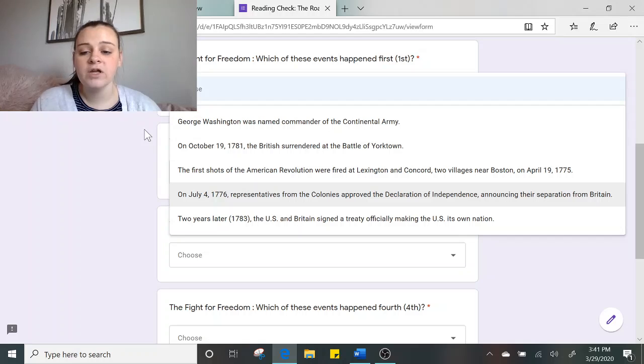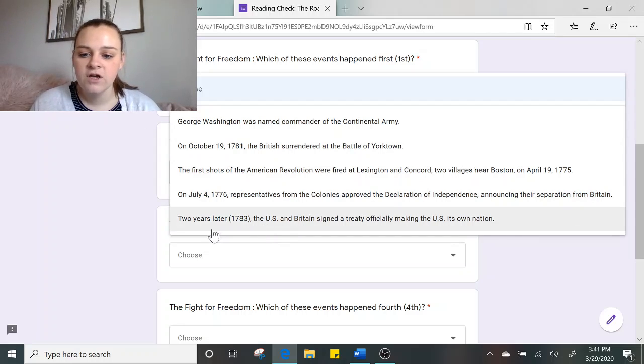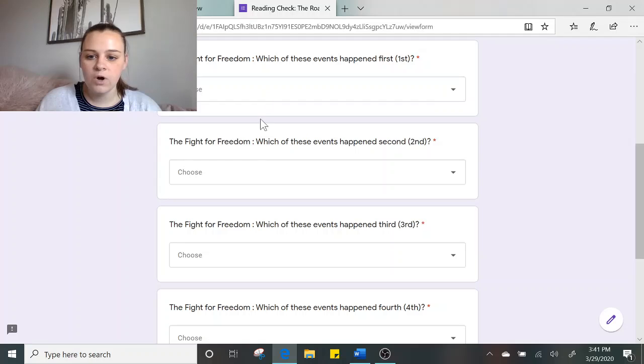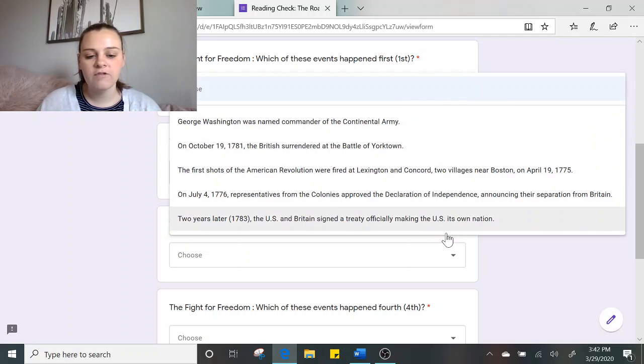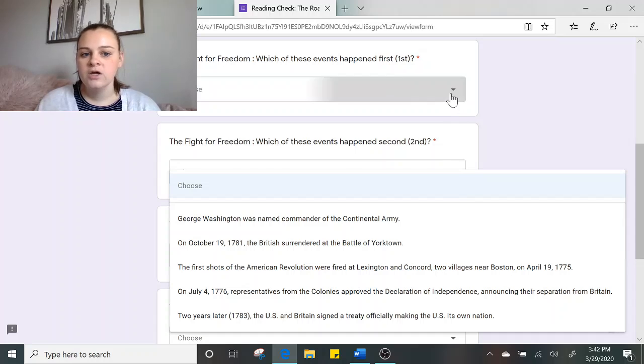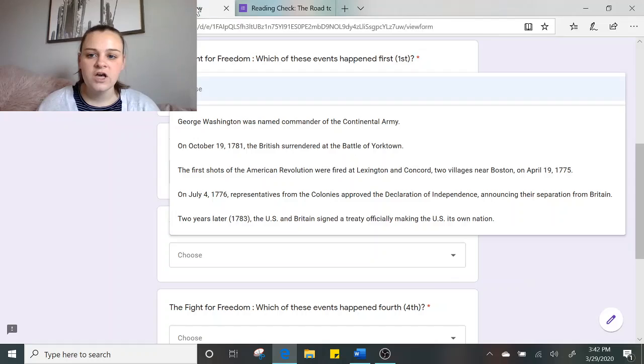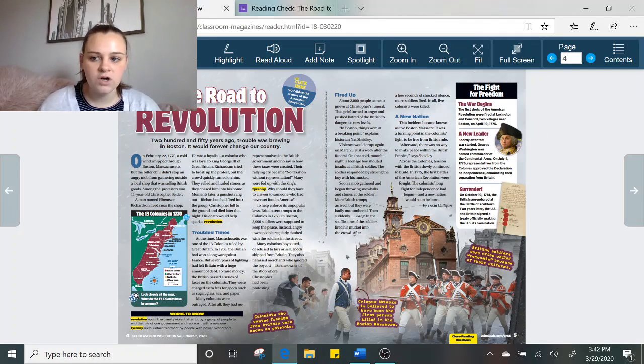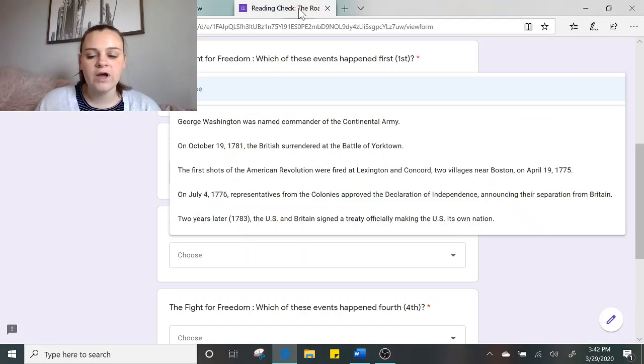Some of these also, I'm going to give you a hint, some of these also have dates on them. So look at the dates, because it's not going to make sense if you have 2 years later in 1783 as the first thing, because chronologically that doesn't make sense. So go ahead and fill out number 1, 2, 3, 4, and 5, and 6. And again, here's your options for all of them. They all have the same options. I'm not trying to trick you here. Just use common sense. Use what we read about in this box or on the box in this one, and you guys should be okay.